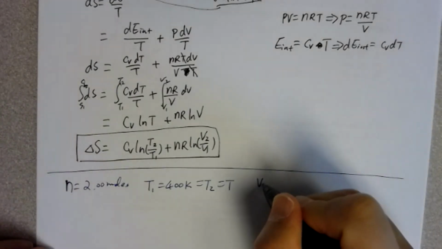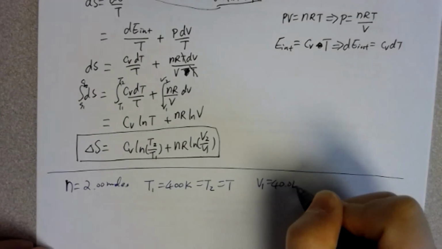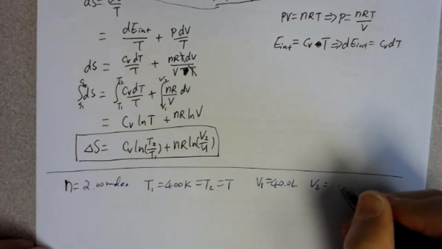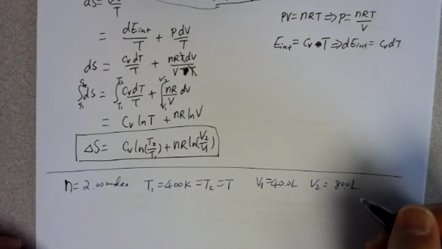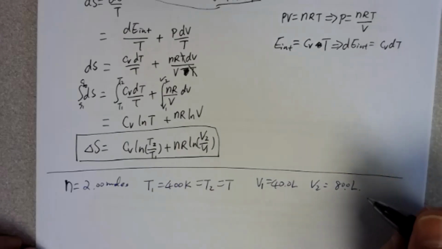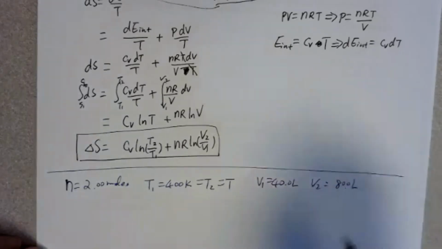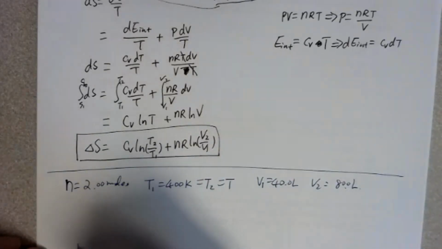Final volume, or initial volume 40, final volume 80. Okay, it says quasi-statically. So quasi-static actually implies it's going to be a reversible process. Okay, let's take a look at this. What's the entropy change of the gas?